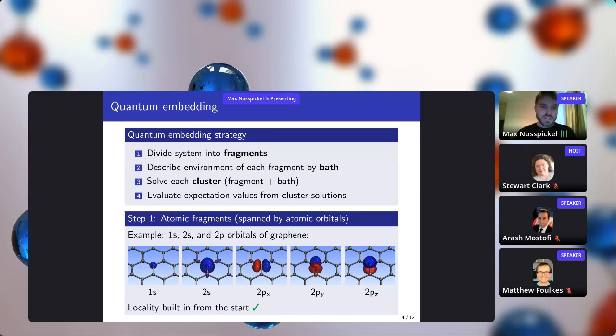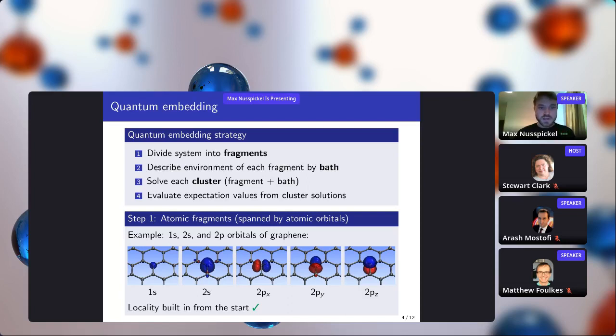And then the third step is that for each of these combined fragment and bath spaces, which we also call a cluster, you use your method of choice to solve it, so coupled cluster in this case. And then the fourth step is how we can deduce expectation values from these various cluster calculations. So let's go through these steps and see how we do this.